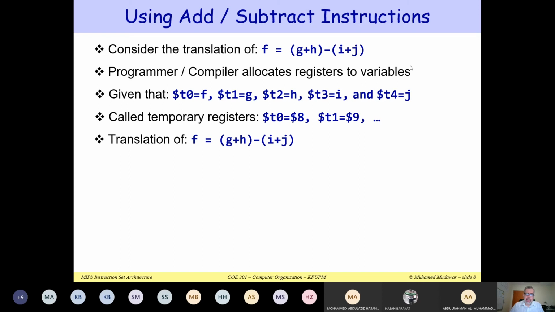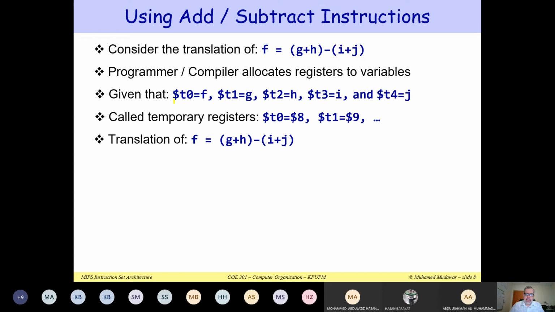So suppose I would like to translate f becomes g plus h minus i plus j. These are variables that you are using in your program. If you are programming in assembly, you have to allocate registers for these variables. If you are programming in a high-level programming language, typically the compiler does the allocation of registers for the variables. But since we are programming directly in assembly, this is done directly by the programmer. So we need 5 registers because we have 5 variables here.